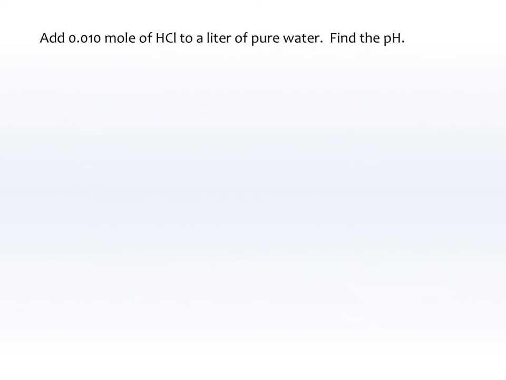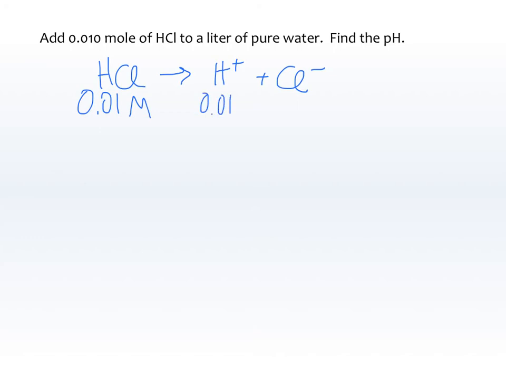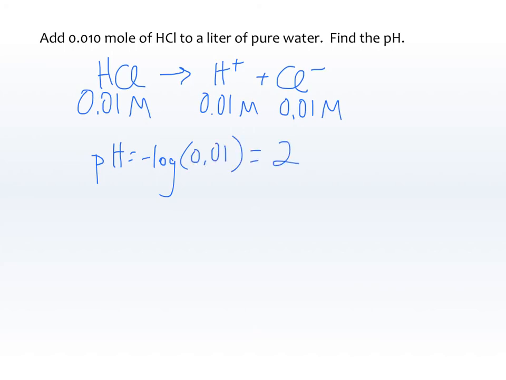All right, let's add 0.01 moles of HCl to a liter of pure water. How would that change if it was just a liter of pure water? Well, remember that HCl is a strong acid, so HCl will completely turn into H plus Cl minus. So 0.01 moles of HCl divided by a liter is really the same thing as 0.01 molar HCl. It will all turn into H plus and Cl minus. Well, the pH is just the negative log of the H plus, so that's just plain 2.